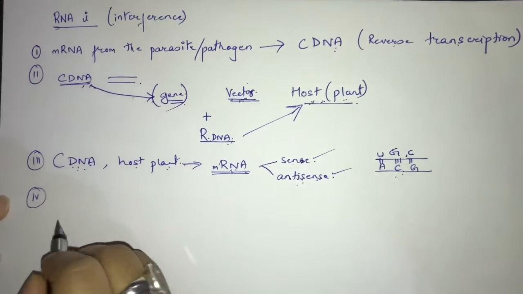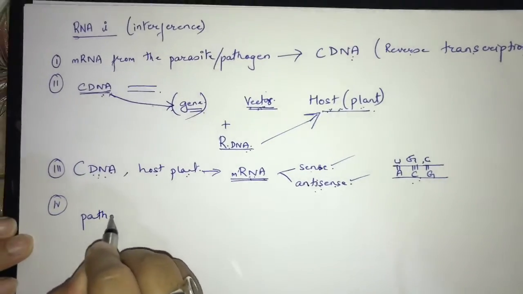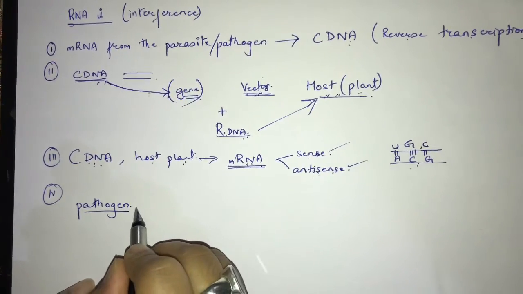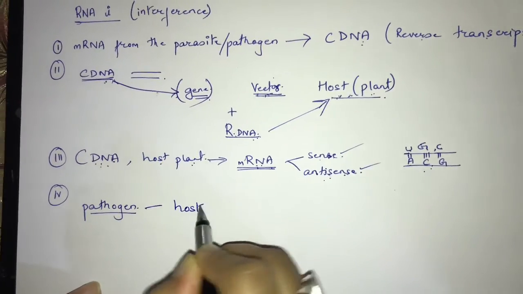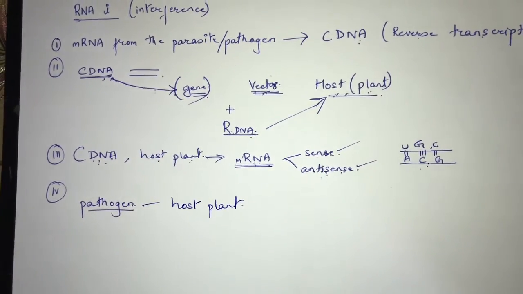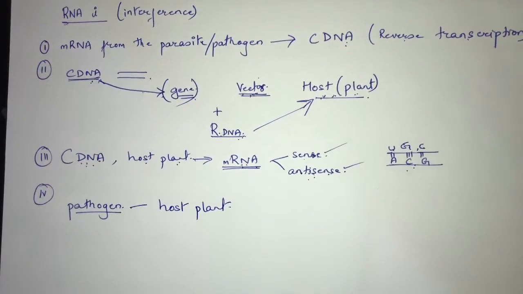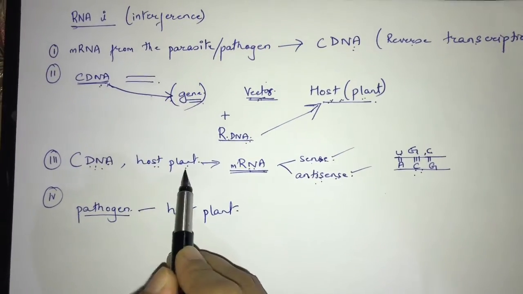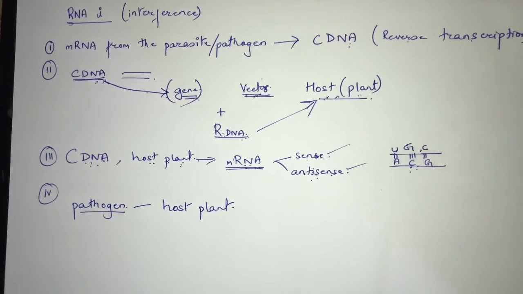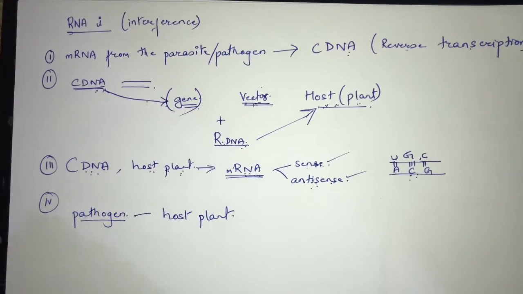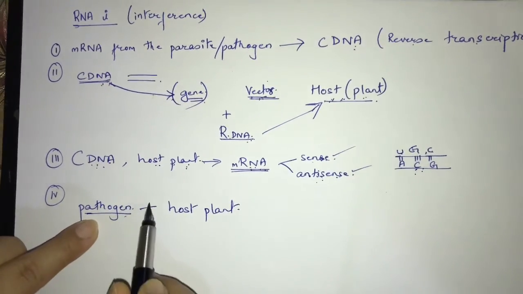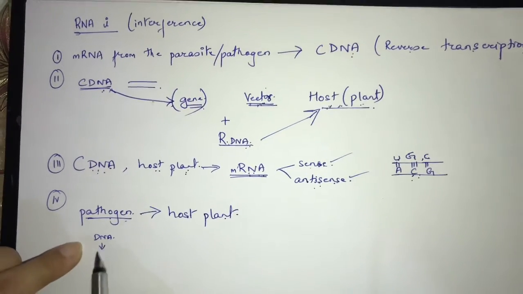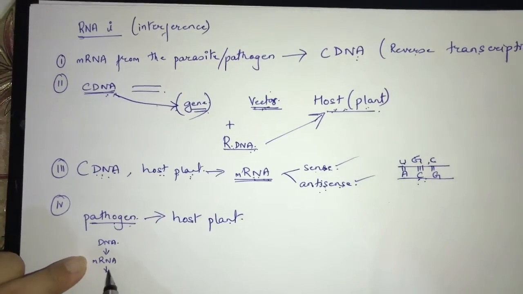Later, when any pathogen comes in contact with the host plant, the double stranded RNA which is already present in the host plant binds to the specific mRNA. Because when the pathogen comes in contact with the host cell, the pathogen also has its DNA, then RNA, mRNA, then proteins.